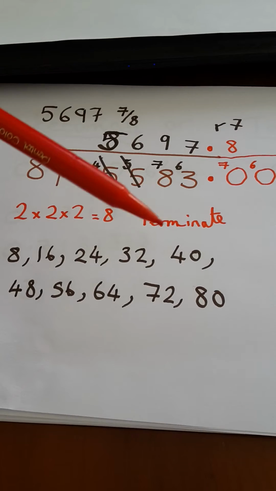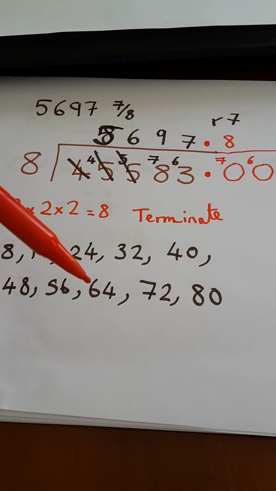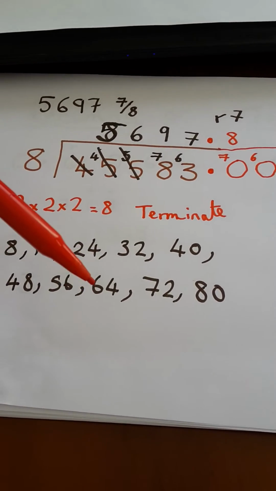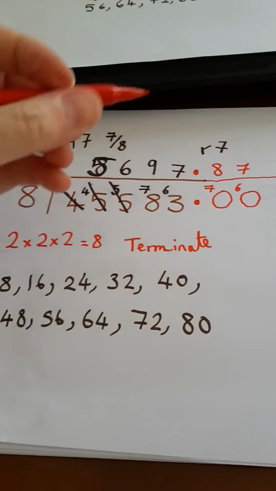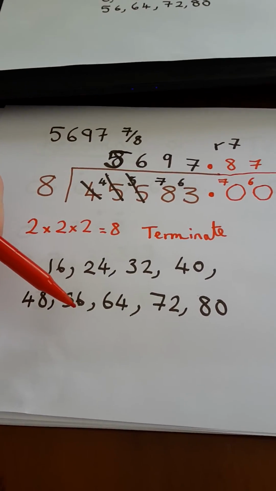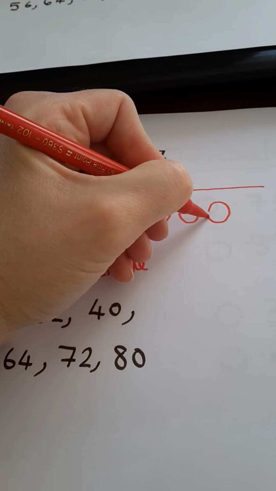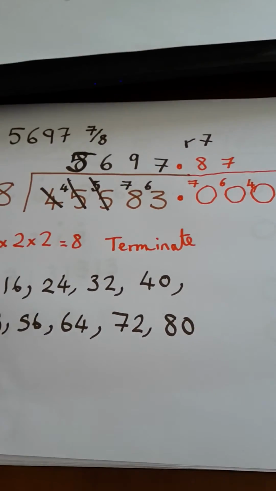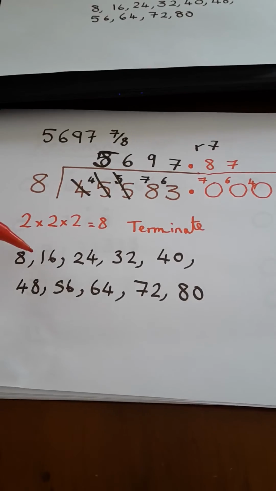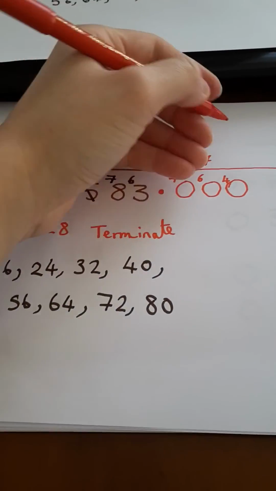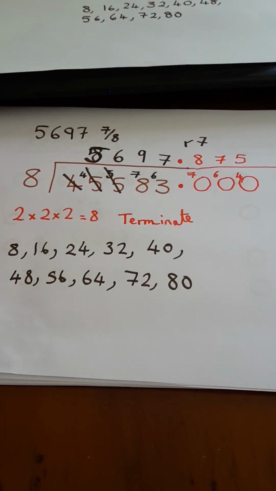So 1, 2, 3, 4, 5, 6, 7. 56 will fit into it, but not 64, as 60 is smaller than 64. So I'm going to have 7. And then I need to look at the difference between 56 and 60, which is 4. So I've got a remainder of 4 again. I need to give that remainder a home. So how many 8s will fit into 40? 1, 2, 3, 4, 5. Notice that it's stopped. It has terminated.